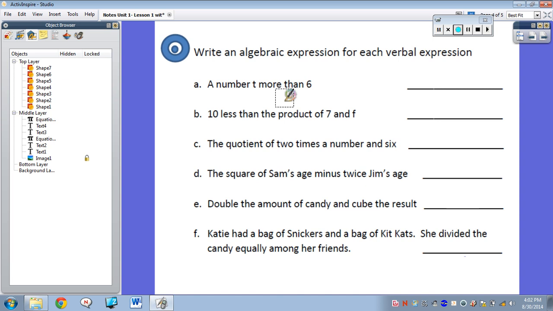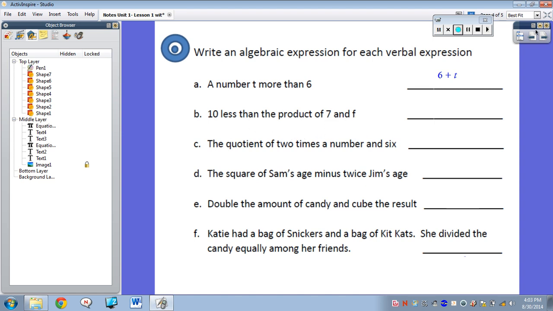So you've got the number 6, and you've got t, some number, more than that. So in between, right, the number 6, and you're going to be adding t, because it's t more than 6. Okay, so the operation in between those two is going to be a plus sign. Then you've got 10 less than, so there's subtraction involved. The product, what operation is that? That's multiplication of 7 and f. So 10 less than the product of 7 and f.